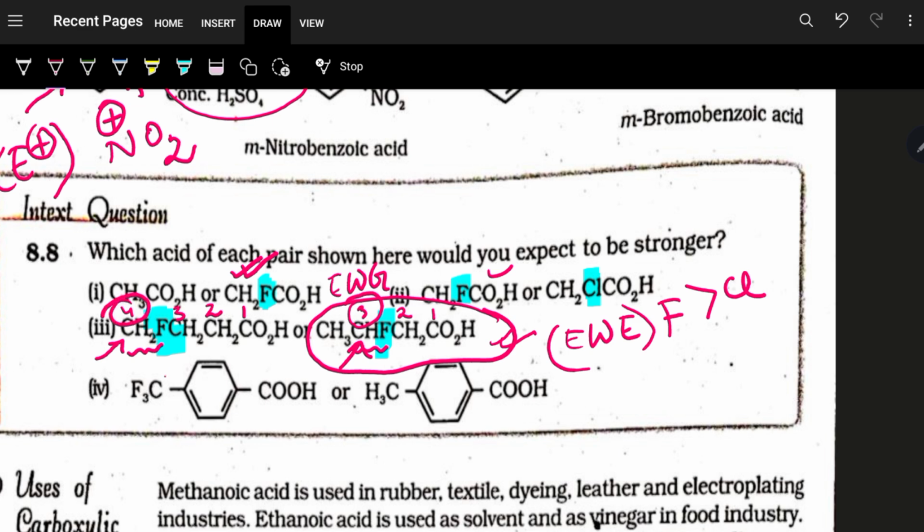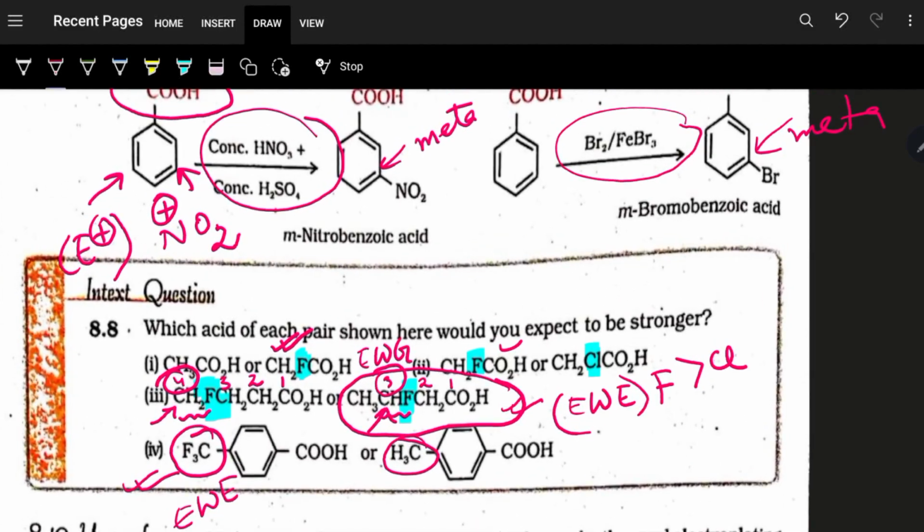Next example, it has CF3 and here CH3. There is a greater number of electron withdrawing groups here, three fluorines. So obviously the electron withdrawing effect is greater and it stabilizes the conjugate base, which is the carboxylate ion. So that's all for today's session. It completes the carboxylic acid part and hence the chapter on aldehydes, ketones and carboxylic acids.